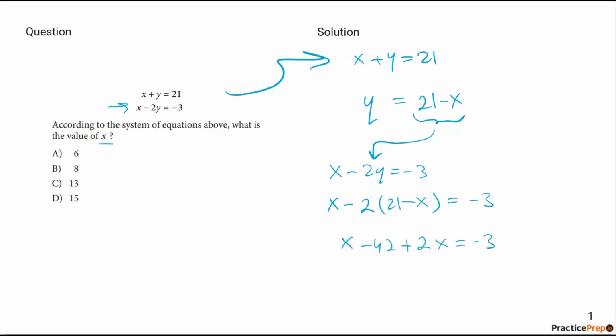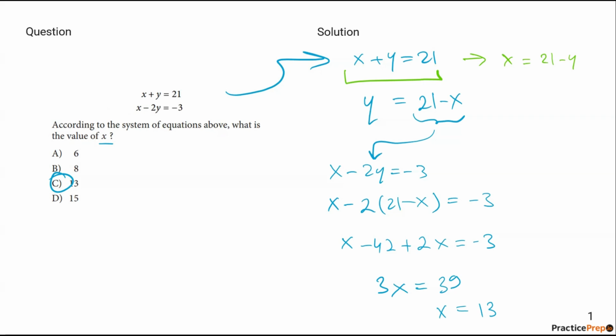And then you can rearrange and simplify this. 3x is equal to negative 3 plus 42, which is going to give you 39. Therefore, x is equal to 39 divided by 3, which is 13. So the longer way of solving this problem would be to rewrite this equation to leave x alone on one side, and then you would get something like x is equal to 21 minus y. Then you would plug it instead of x here, you would find y, and then you would plug y into either of the equations, preferably this one, and then you would solve for x.